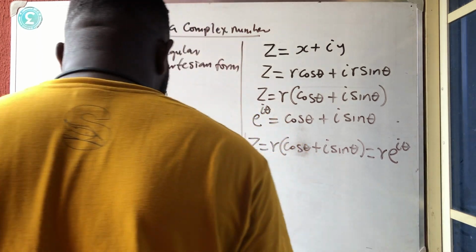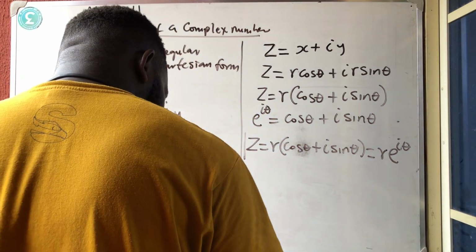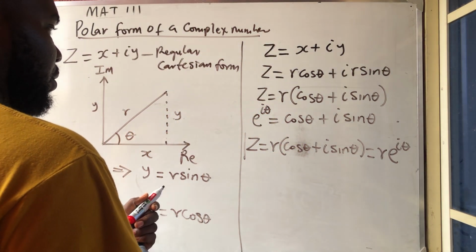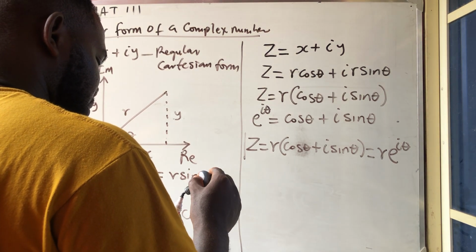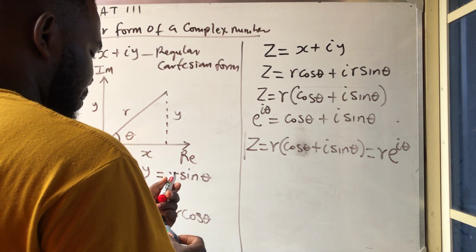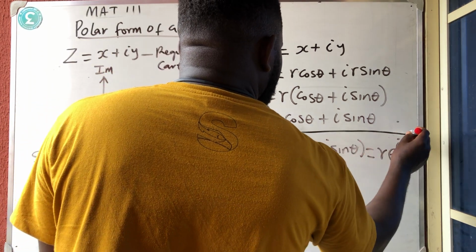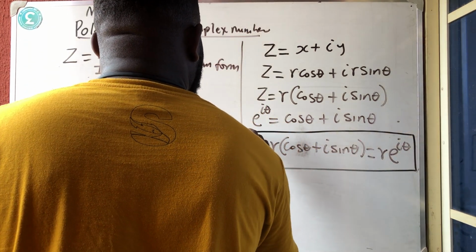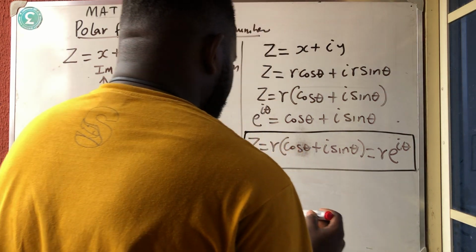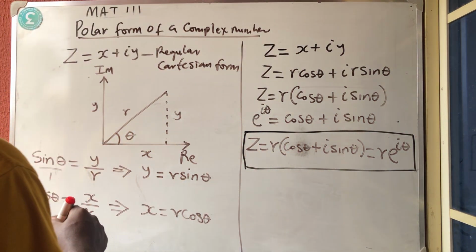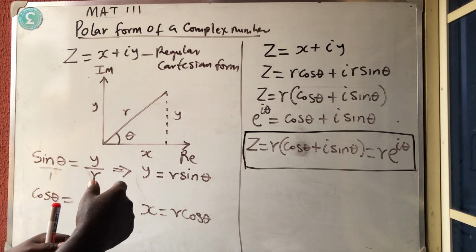So this is called the polar form of a complex number. For every complex number, this is the polar form. So the problem is, what is my r and what is my theta?